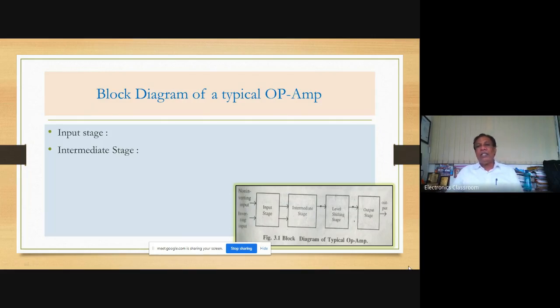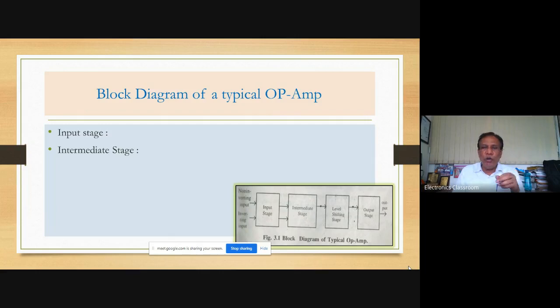Next, the third block is the level shifting stage. The main task or the main duty of the level shifter circuit is to bring the output to the zero level when the input is zero. म्हणजे concept काय आहे की when the input to the operational amplifier is zero, the output should be zero.